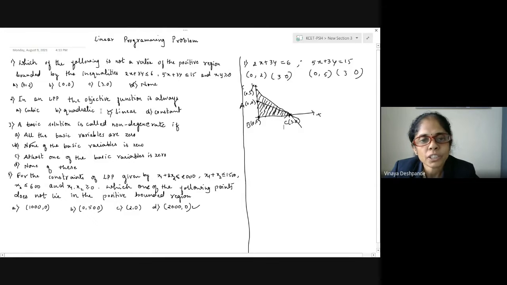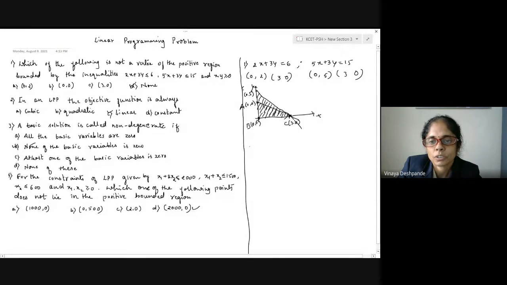In an LPP, the objective function is always cubic, quadratic, linear, or constant. By the concept of linear programming problem, we know that it is linear. Very simple question. Next, third: a basic solution is called non-degenerate if none of the basic variables is 0. This is the correct option. This is with the help of the basic concept. If none of the basic variables is 0, then that solution is known as a non-degenerate solution.